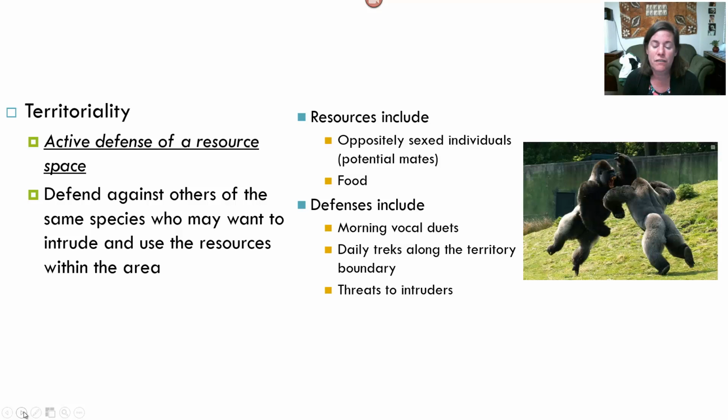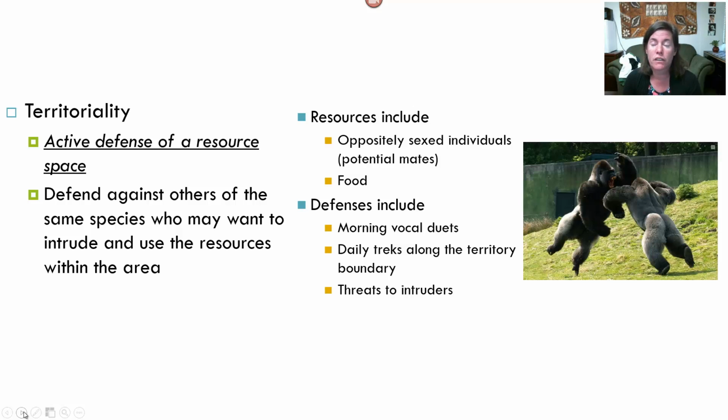A third behavioral characteristic of monogamous primates is what we call territoriality. Territoriality is the active defense of a resource space. In other words, individuals actively defend their territory from other individuals of the same species who may want to intrude and use the resources within that area. The resources that individuals often fight about include opposite-sexed individuals, potential mates, as well as food.